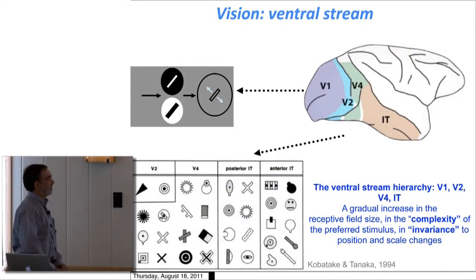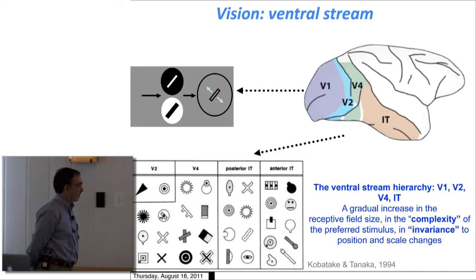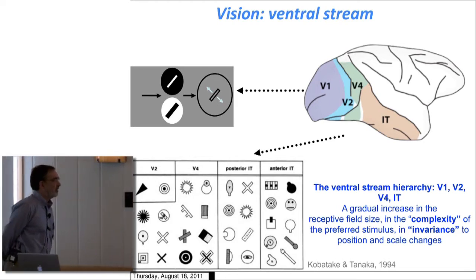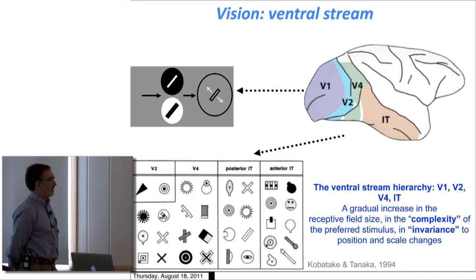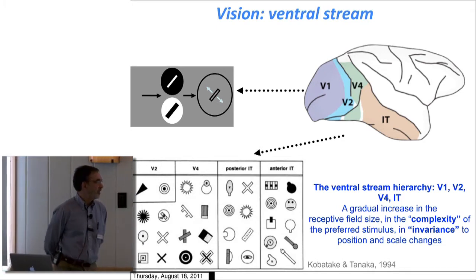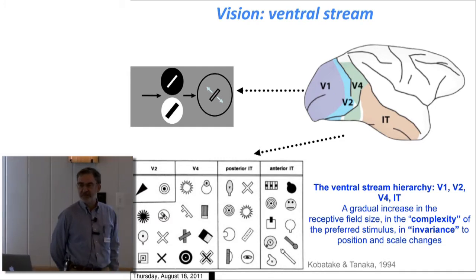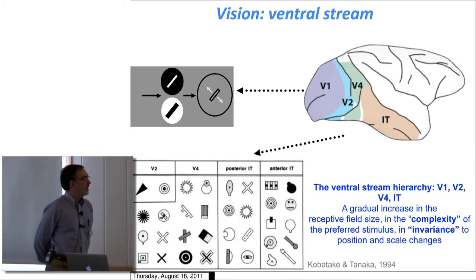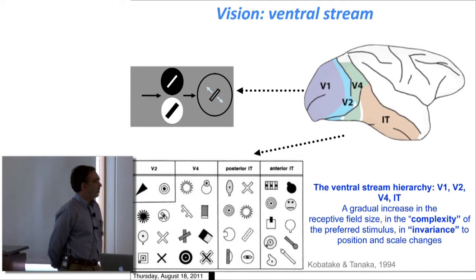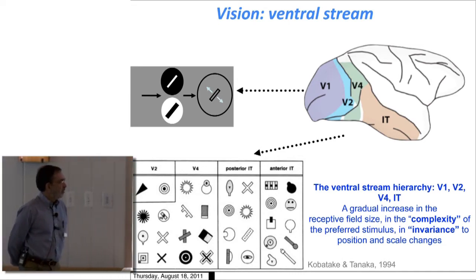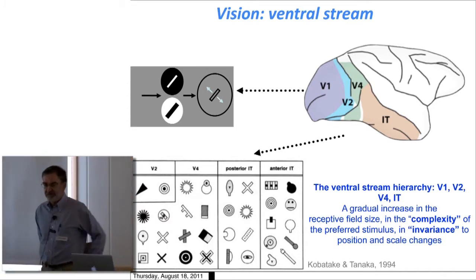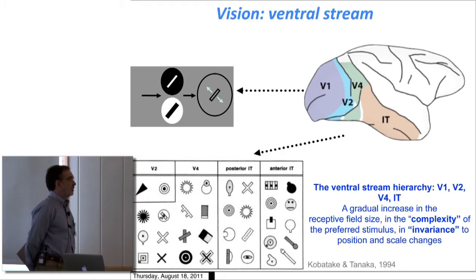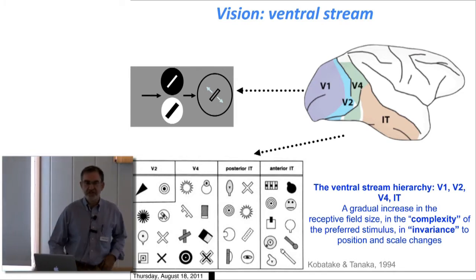And the usual story that has been establishing itself over the last, I would say, 50 years is that there is this hierarchy of different areas where you see an increase in the size of the receptive field. I'm speaking about the fovea; there's an additional story about eccentricity, of course, that Eero was speaking about. But in the fovea, as you go up the ventral stream, you have this increase in receptive field size, an increase in the complexity of the features of the optimal stimuli, and an increase in invariance to certain geometric transformations, like, for instance, position and scale.